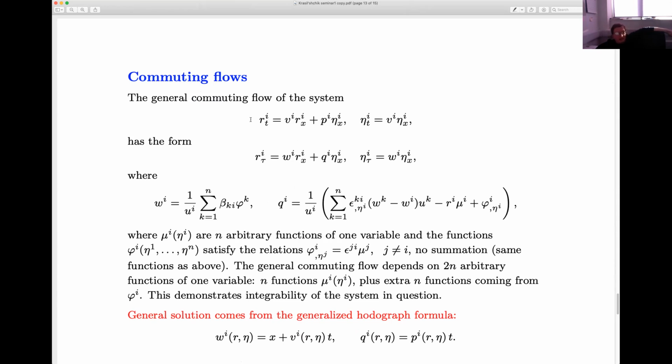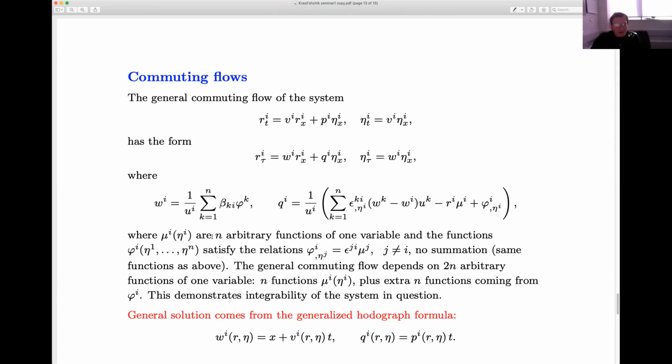But as I said, commuting flows to a Jordan block system must be themselves Jordan blocks, right? This system is a collection of n 2 by 2 Jordan blocks, right? And the commuting flow is also a collection of n 2 by 2 Jordan blocks, right? What we don't know are these w_i's and q_i's. And here are the formulas. w_i's are these, and q_i's are these.